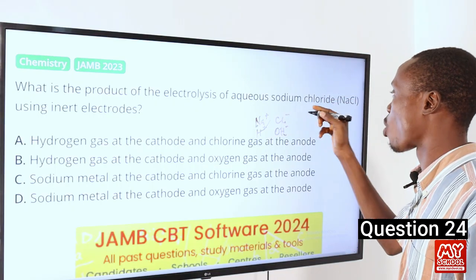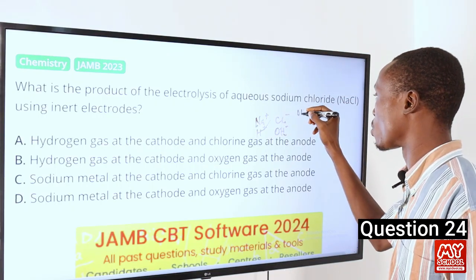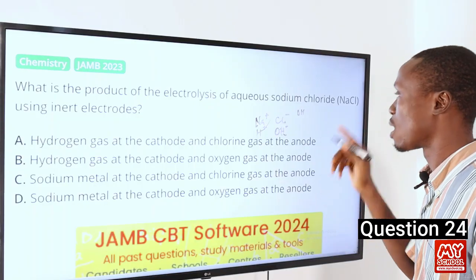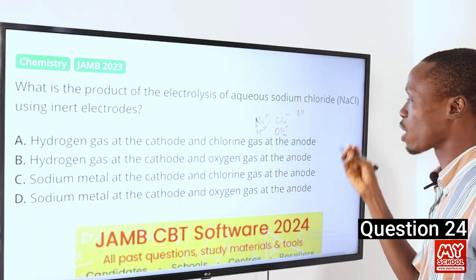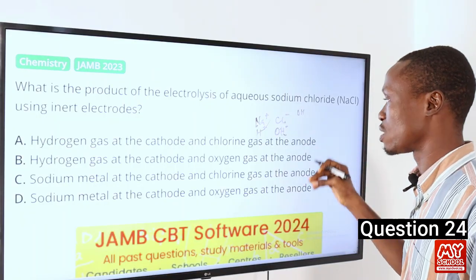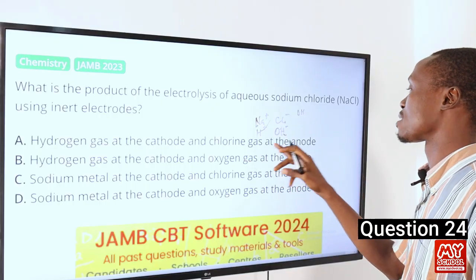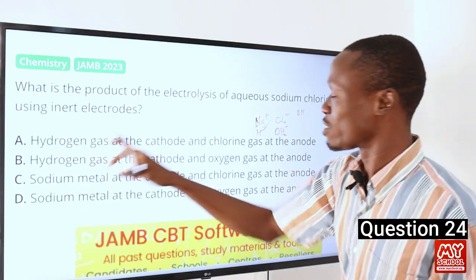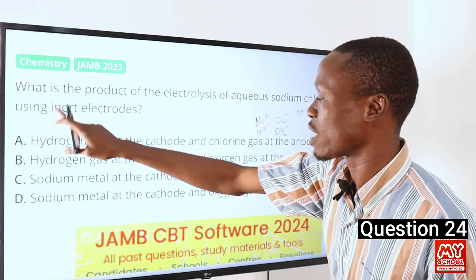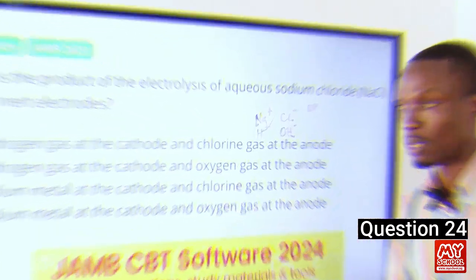Okay, and then it will combine with another hydroxide ion to form one molecule of water and oxygen. So this one oxygen atom will combine with another oxygen atom to form oxygen gas at the anode. So that is the reason why our answer to this question is option B.